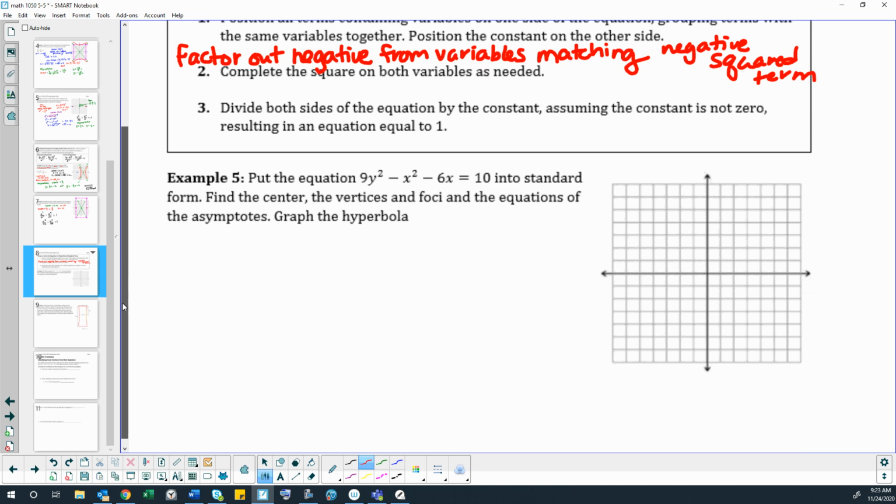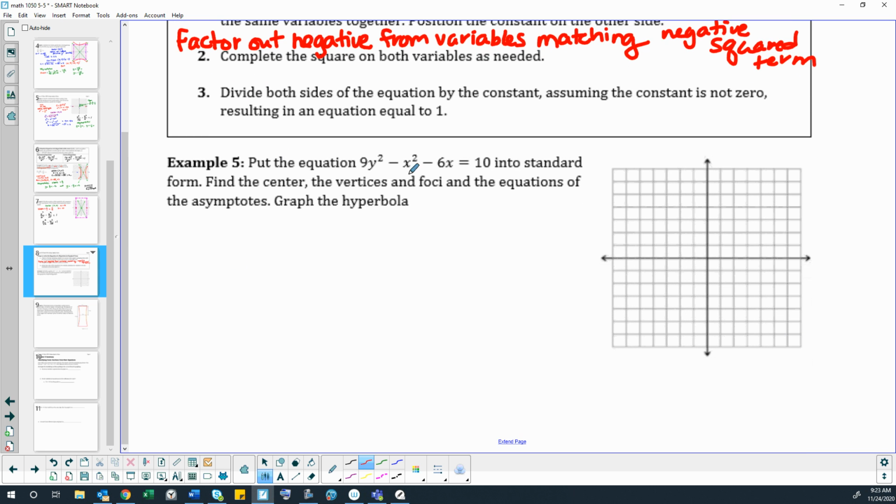Okay. Alright, this one is a little bit of a crazy problem because it's got fractions. Let's do this. So we have 9y squared, and then we've got our negative on our x squared, so we're going to factor that out of the 6x. Leave some space. We've already got the 10 on the other side. That's convenient. We're going to complete the square by halving the 6, which is 3, and squaring it, which is 9. What we add to one side, we have to add to the other side, but we're not really adding a value of 9, we're adding a value of negative 9, so we're going to subtract 9.